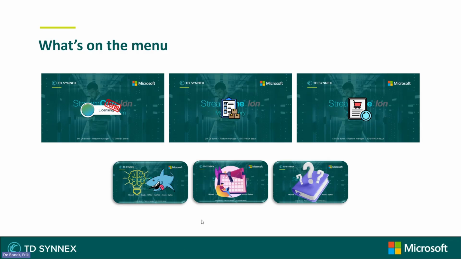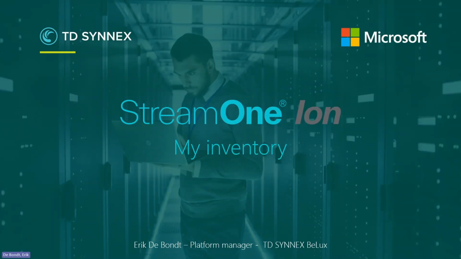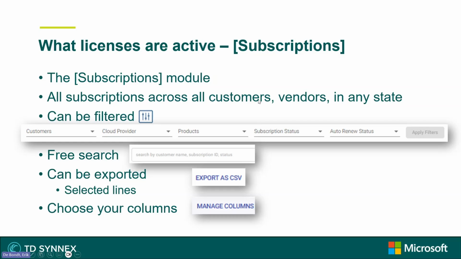Okay. Second I want to show is, because I get a lot of questions these days, most probably due to the EST that exists: so I have my subscriptions, but how can I get a full inventory of what is active in a subscription with my customers, what is not active, which is going to expire, which is going to renew and stuff like that. So your inventory of licenses can be found under the subscription module, where you have all subscriptions across all customers, vendors, and in any state.